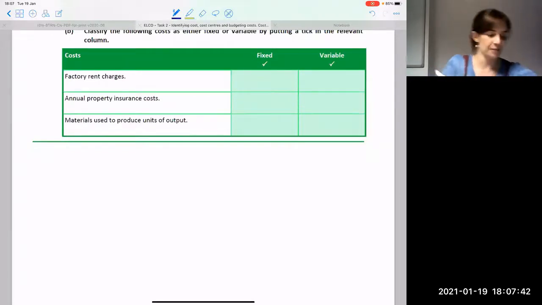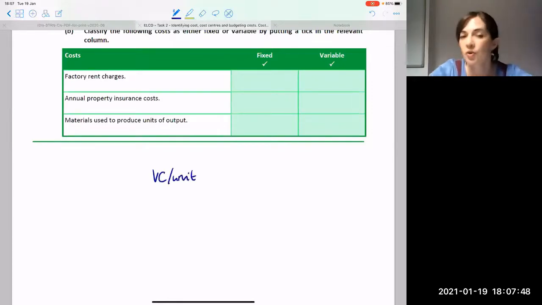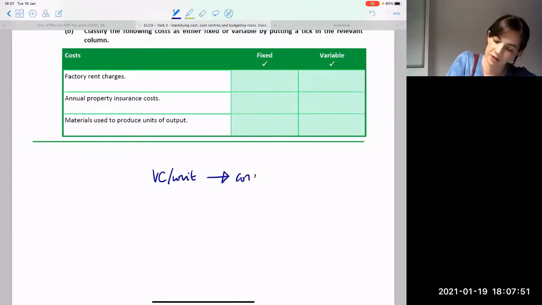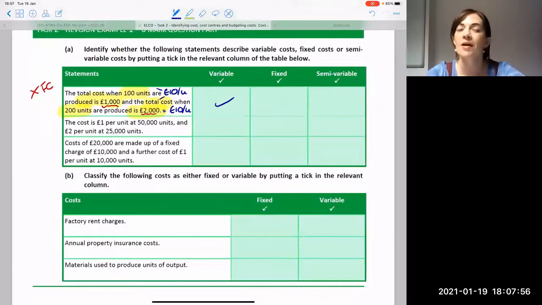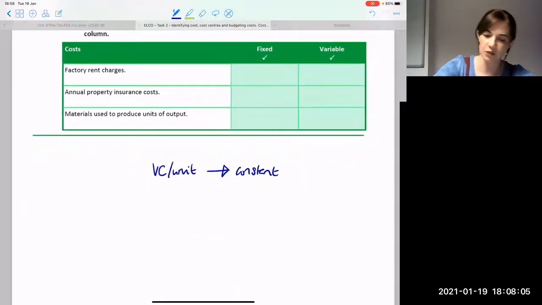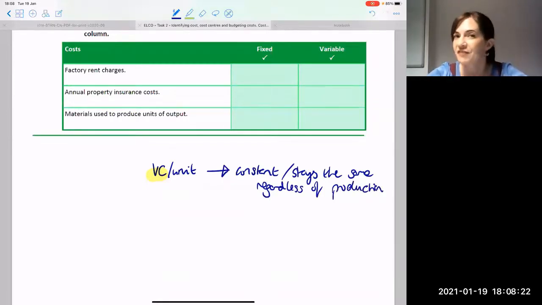So just a quick summary: variable cost per unit remains constant. Okay, so I'll put that back in a minute, but that's what you can see has happened up here. The cost per unit is constant, it stayed the same. Yep, it's £10 per unit regardless of how many units you're making. That's telling you that it's a variable cost. So variable cost per unit is constant or stays the same regardless of production. You won't ever see a situation where variable cost per unit changes if it's a variable cost.